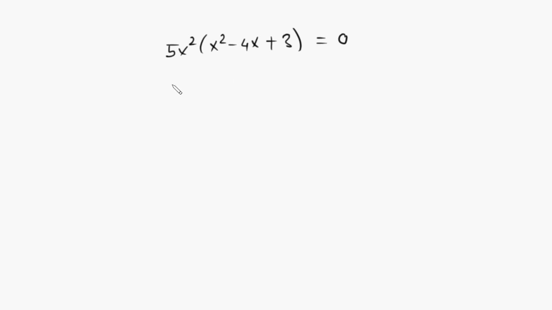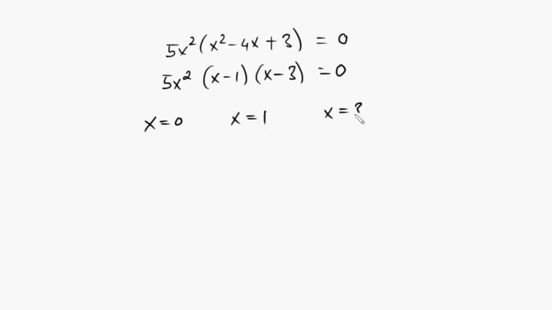So hii quadratic equation na yenyewe naweza nikaifactorize. So it's going to be 5x squared, it's going to be x minus 1, x minus 3. So nikichukua x minus 1 times x minus 3 napata hii quadratic equation. So from here now I see that the values of x is 0 or 1 or 3. So these now are the turning points.